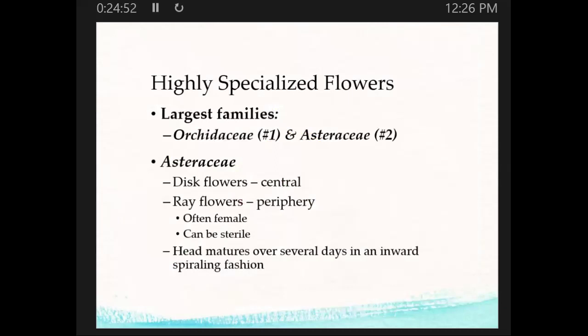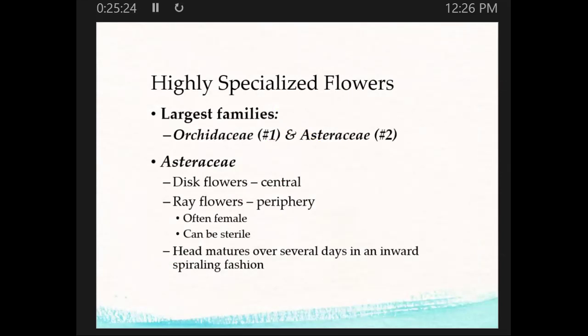So the two largest families of the angiosperms are, believe it or not, the Orchidaceae, the orchids, which is weird if you live in this area of the world because we don't see many orchids here at all. And then the Asteraceae is another huge family, and they have those inflorescences. So the Asteraceae have clusters of what we call disc flowers that are more in the center of the flower, and then the ray flowers around the perimeter.